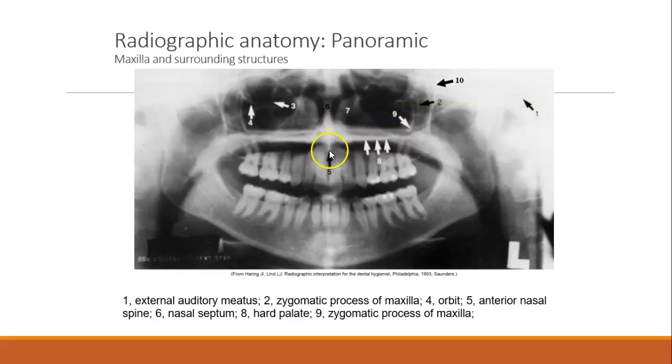Anterior nasal spine and the septum going up. The hard palate here, and then we have a shadow of the hard palate, this double line. This is the shadow of the hard palate above, but the clearer line is the actual palate. And then the zygomatic process, or the cheekbone as we call it, comes over here.